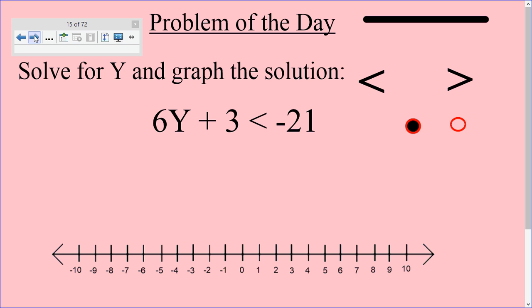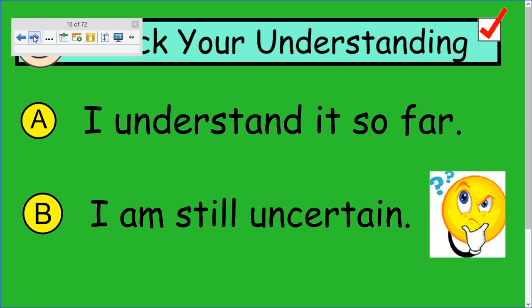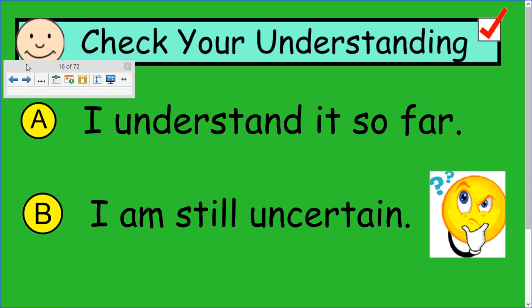So here's another two-step for you to try. Give it a shot: 6y plus 3 less than negative 21. Try to graph it on your own. Check your understanding. If you have problems, write them down. I'll be glad to answer them in class.